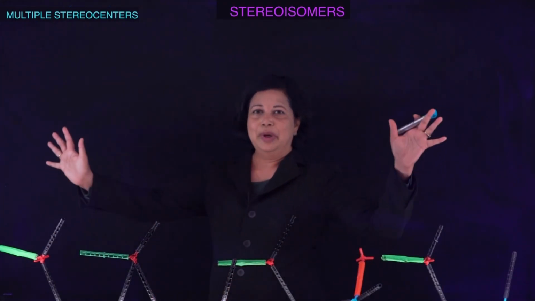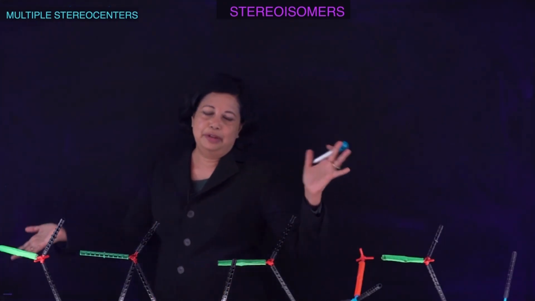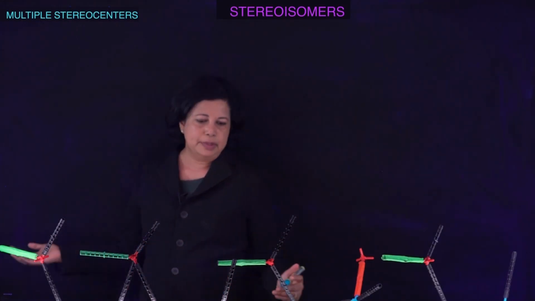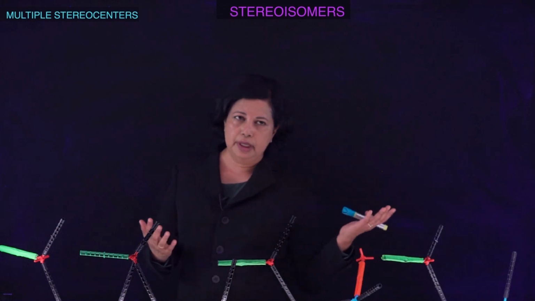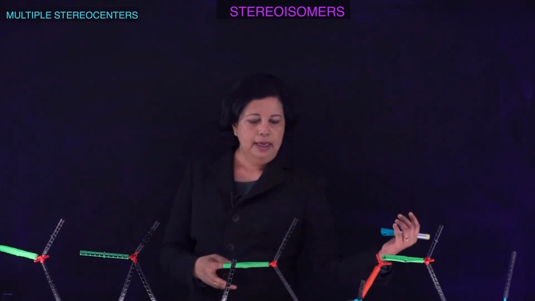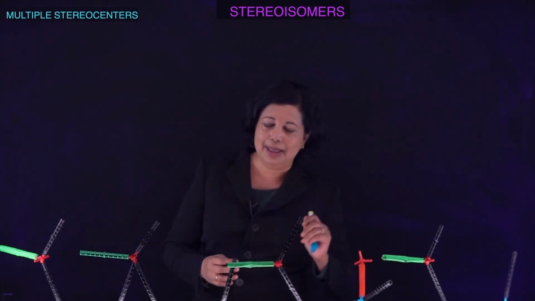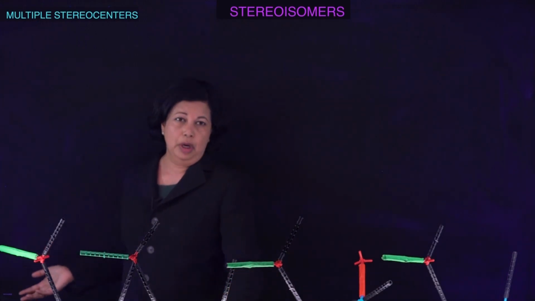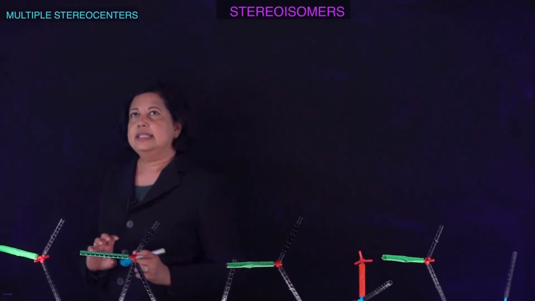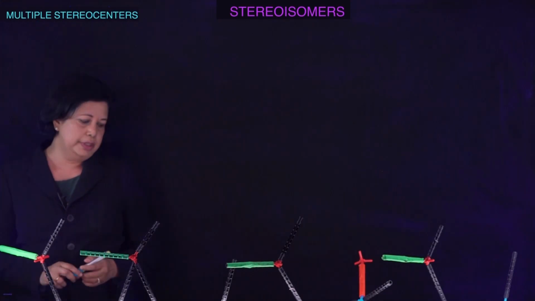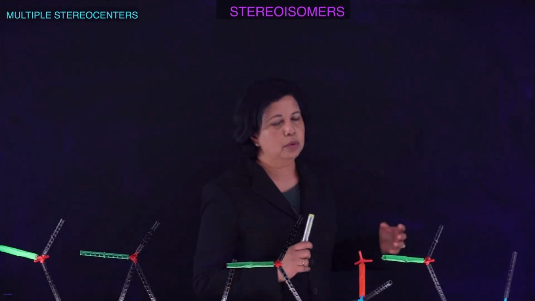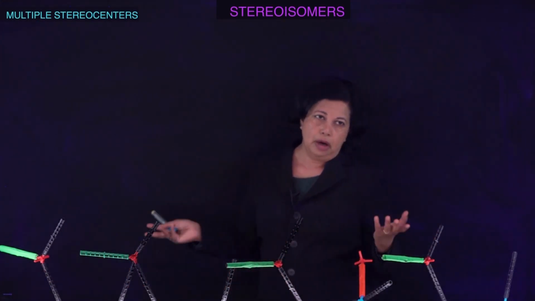Welcome everybody. We're going to talk about multiple stereocenters in a molecule. We talked about what happens if you have one. You can have a mirror image if it's chiral, and you can have enantiomers. What happens if you have more than one? Let's take an example. When you have multiple stereocenters, it means that you have more than one chiral center in a molecule.